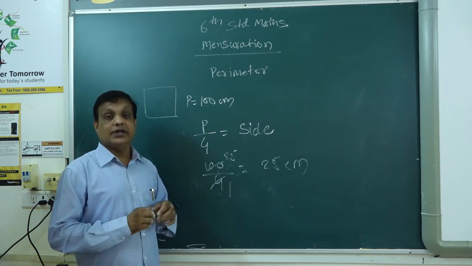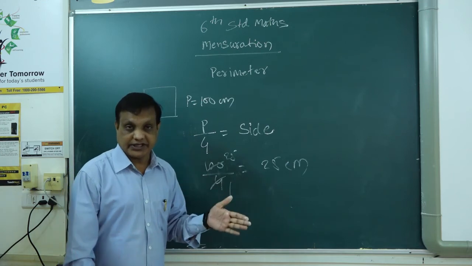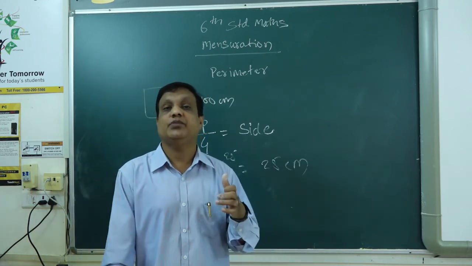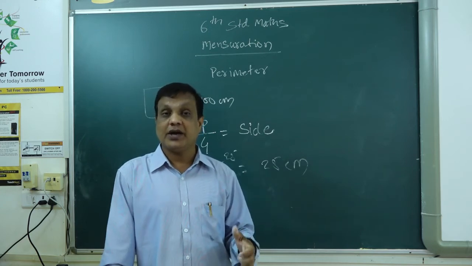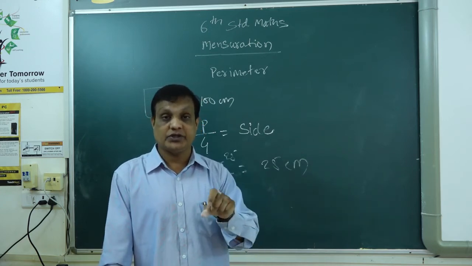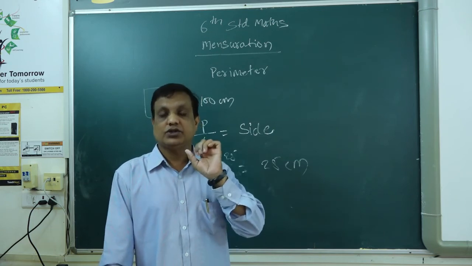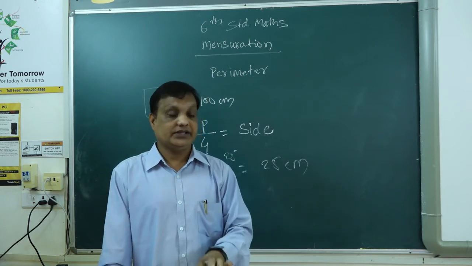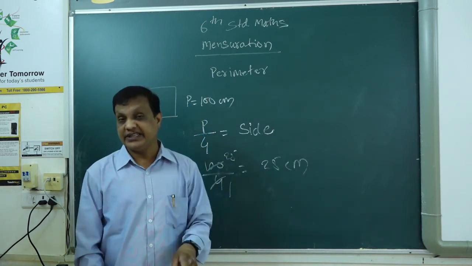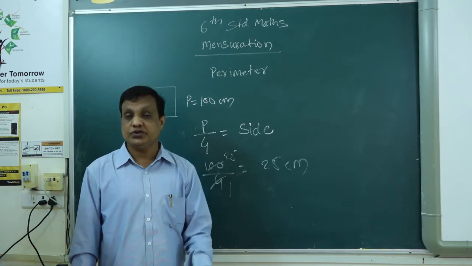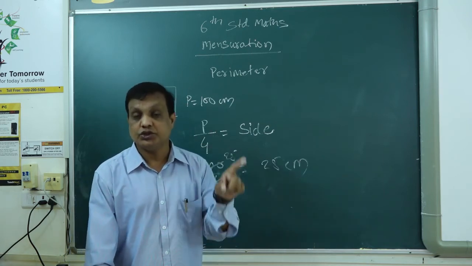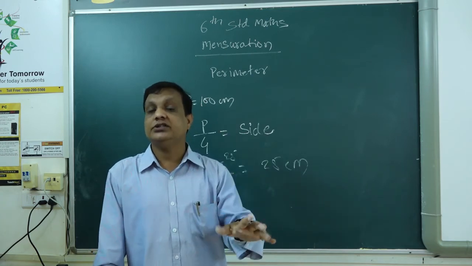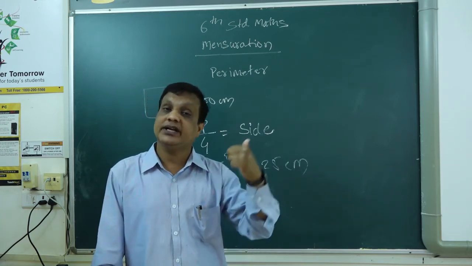We learn rectangle, perimeter is given, length is given, breadth is not given, so we find the breadth with the help of a formula. What is that formula? Breadth is equal to perimeter divided by 2 minus length. And when perimeter is given, breadth is given, length is not given, we use the formula length is equal to perimeter divided by 2 minus breadth. You have to solve that, and whatever answer you get after solving, that is the length.